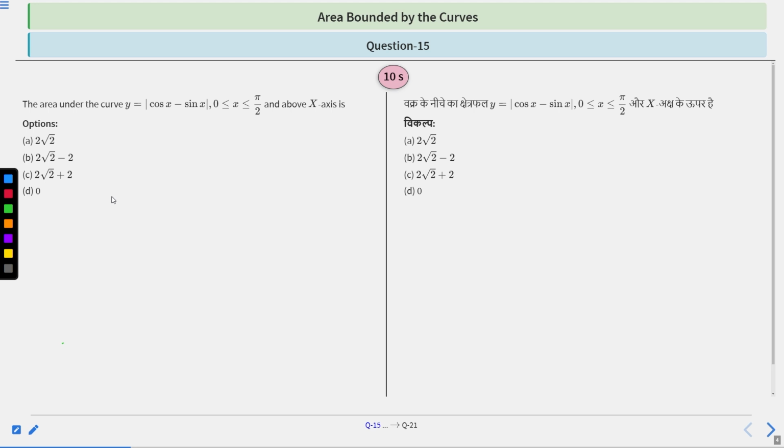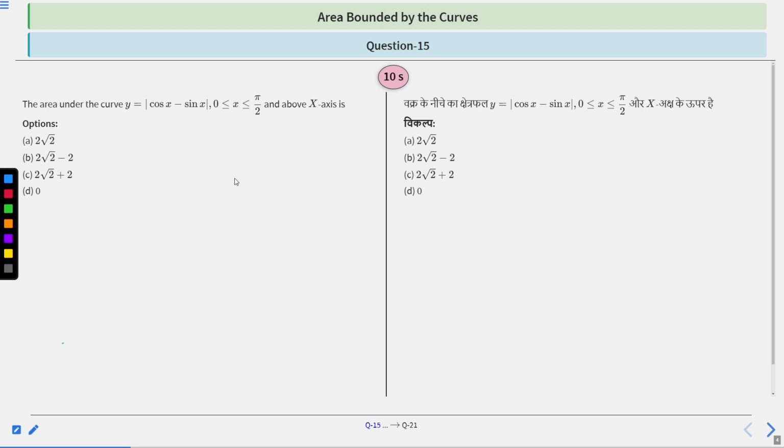The area under the curve y is equal to mod cos x minus sin x, when x is between 0 to pi by 2, above the x-axis is. We have to basically find the area of the curve mod cos x minus sin x. The interval of x is from 0 to pi by 2, right? So we know that from 0 to pi by 4, cos x is greater than sin x.